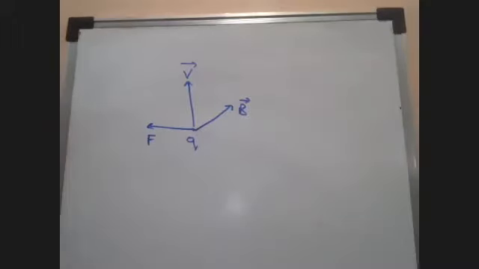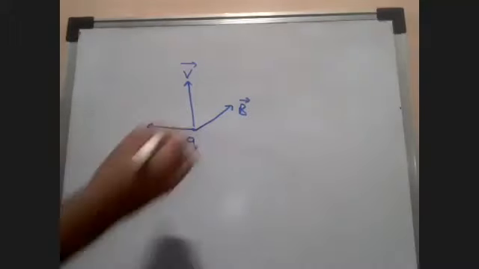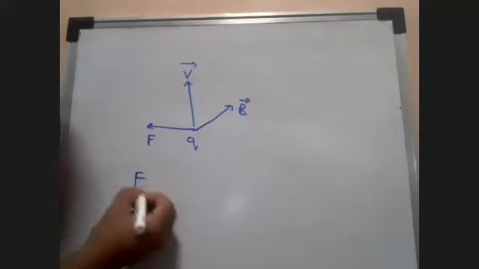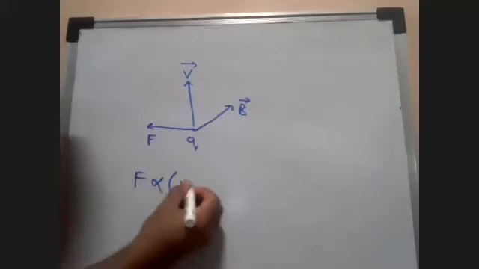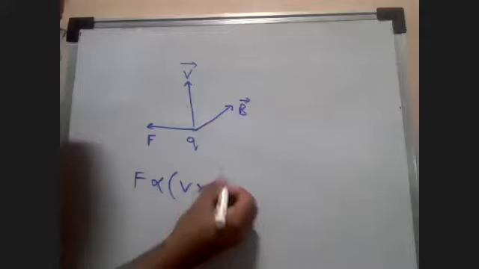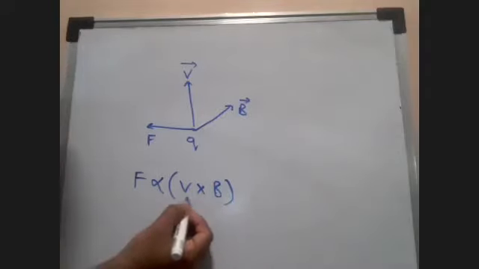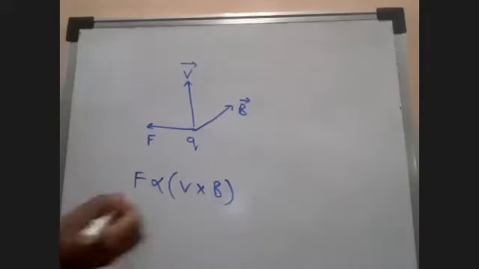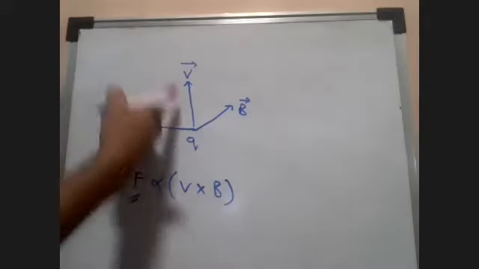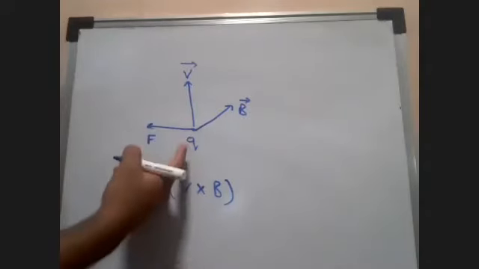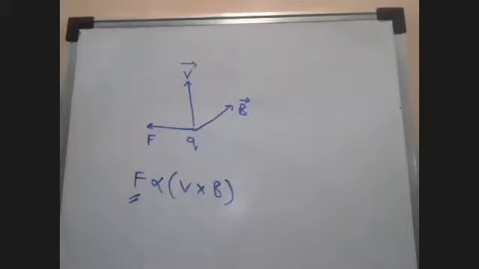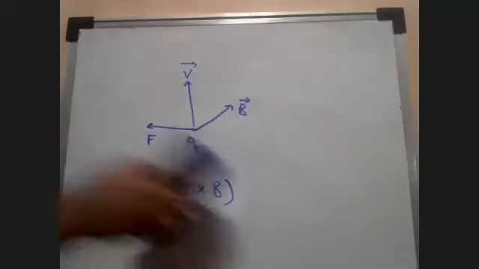So if we have understood this, all we now need is an idea that force is directly proportional to V cross B, and this force will always be perpendicular to the plane of the velocity and the plane of the magnetic field. Now if we have understood this, let's move on to the units of magnetic field.